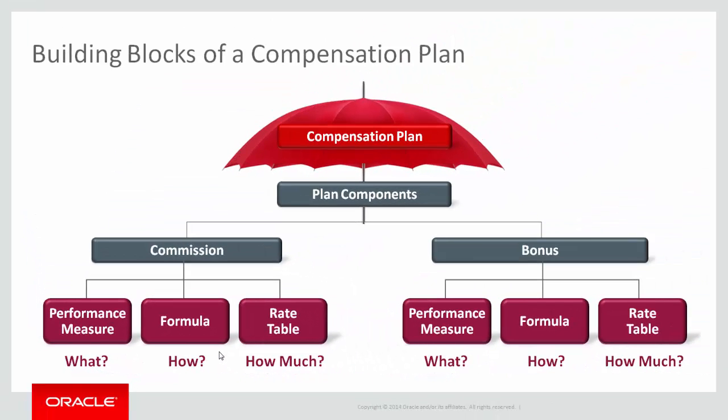So again, all that a compensation plan is, it's an umbrella of these things that we call plan components. And in order to build any plan component, or to build anything in the system, you have to answer 3 questions: the what, the how, and the how much. The what is what's the eligible event or activity that's going to trigger something to happen. The how is the math calculated. And then the how much is how much or at what rate am I going to pay someone.